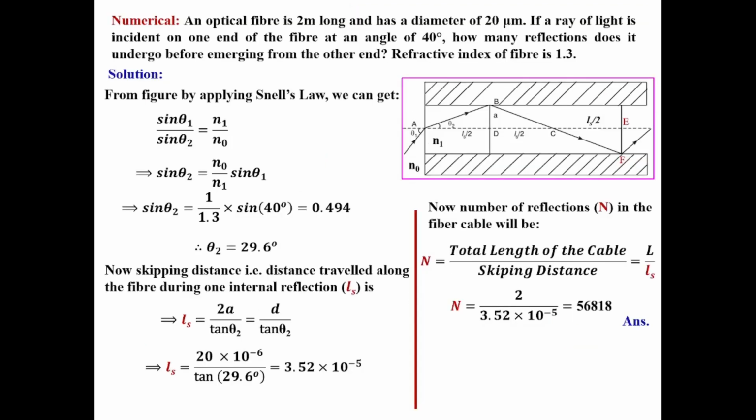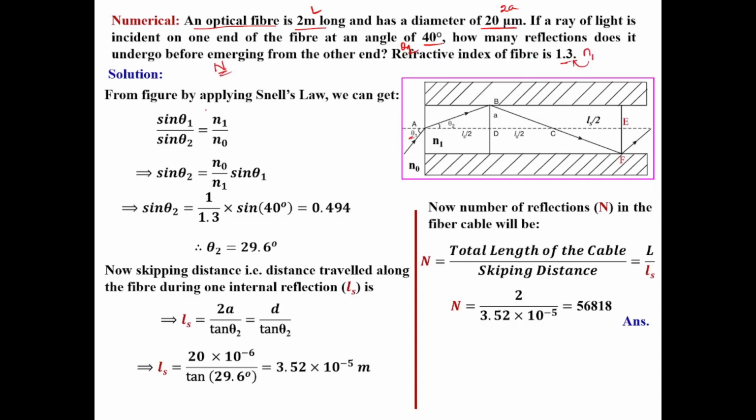Okay, so this is the derivation of the skip distance and the total number of internal reflections. Now we are going to go for a simple numerical based upon this. Here the question is given that an optical fiber is 2 meter long, that means the capital L value is given, the diameter is 20 micrometer, that means the 2a value is given. If a ray of light is incident on one end of the fiber at an angle of 40 degree, that means theta 1 is given. How many reflections does it undergo before emerging from the other end? That means we have to calculate N. The refractive index of the fiber is given as 1.3, n1 given.